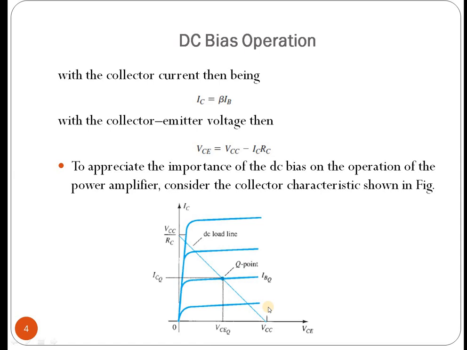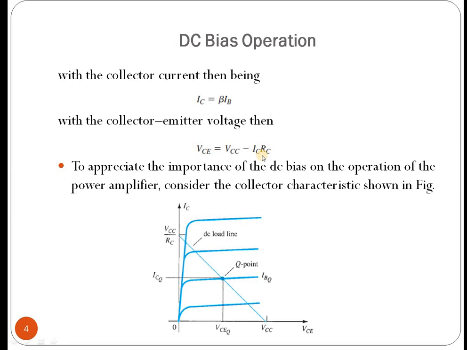DC bias operation. This is the continuation of the previous slide. We already know the current and the circuit was given. From that, another equation is the collector current equation, IC. The previous one was the base current and this one is IC, and IC is equal to beta times IB. For the collector-emitter voltage, from collector to emitter, VCE is equal to VCC minus IC times RC. So these equations we can use for the fixed bias circuit.